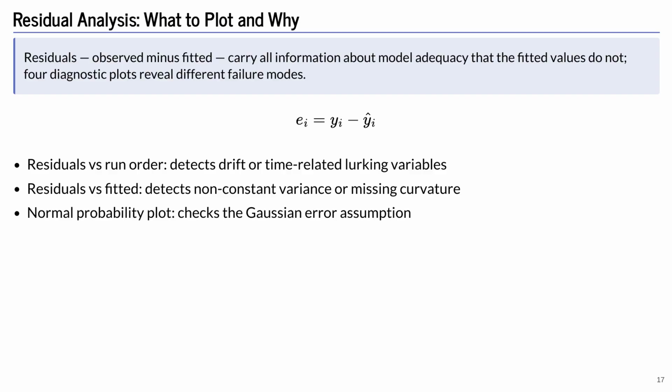We use 4 diagnostic plots, each designed to catch a different failure mode. Residuals plotted against run order reveal drift or time-related effects. If there is a trend, some lurking variable changed over the course of the experiment. Residuals plotted against fitted values reveal non-constant variance or missing curvature. A funnel shape means the variance grows with the mean, and a curve means the model needs a quadratic term. Residuals plotted against individual factors reveal whether those factors have residual structure the model did not capture.